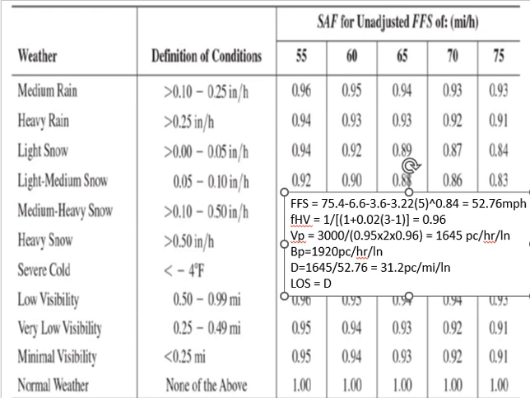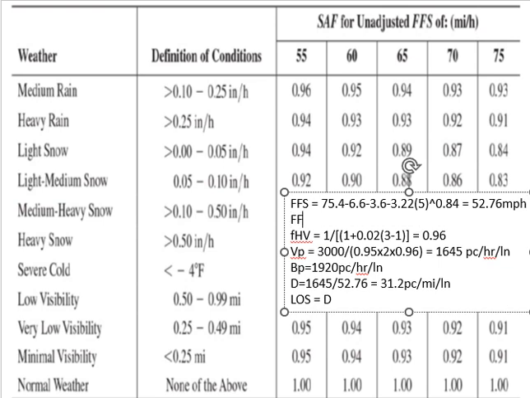So now my free flow speed will be changed to adjusted free flow speed, and the adjustment factor is multiplied. So how much is it? The first thing which changes because of the weather condition, because of the adjustment factor, is the free flow speed. The next thing which we calculated is the heavy vehicle adjustment factor.